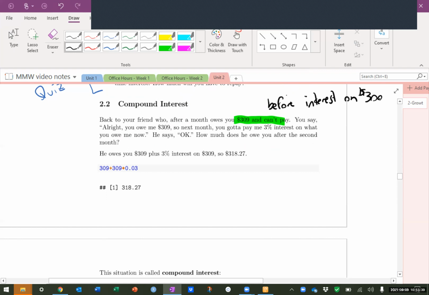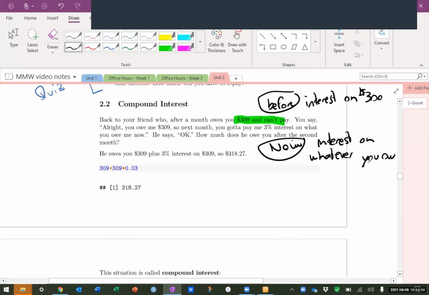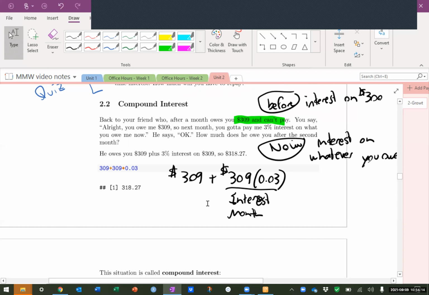Okay, that was before. Now you're going to say, no, I want interest on whatever you owe me. So after the first month, he's going to owe you $309 from the previous month, plus interest on not 300, but 309. So this is the interest from the second month.